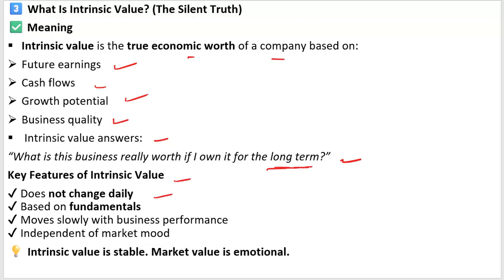It does not change daily. It is based on fundamentals. It moves slowly with business performance. It changes, but very slowly, with the performance of the business. It depends on future earnings, cash flow, growth potential, and business quality. It is independent of the market; the value of IV has no connection with the market mood. IV is stable, market value is emotional. IV is stable but changes slowly with the performance of the company. But market value is emotional. It changes every second.